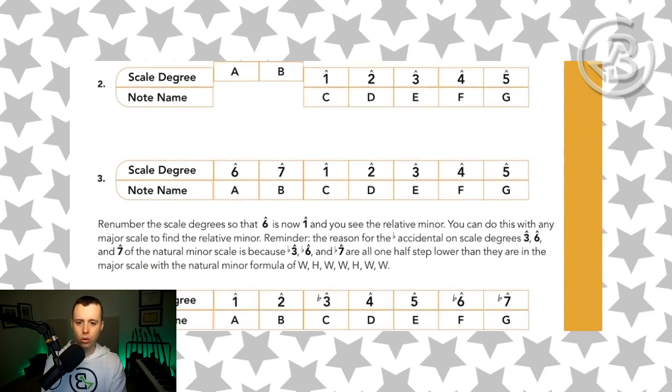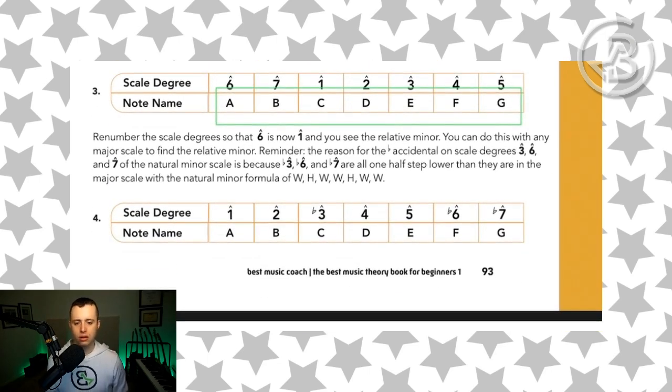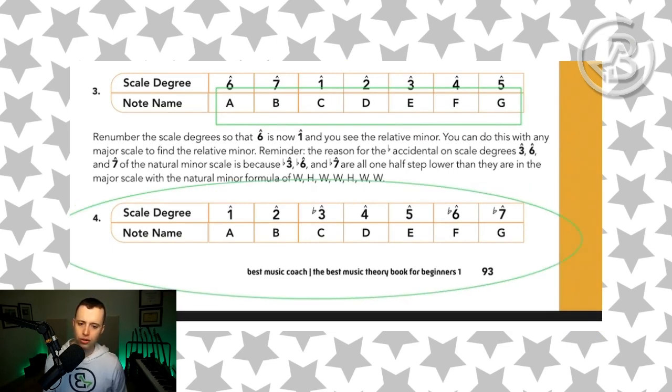So now the order of the notes is A, B, C, D, E, F, G, and this order right here is the order for the A natural minor scale. Then all we're going to do is rearrange the scale degrees, and we have, boom, 1, 2, flat 3, 4, 5, flat 6, flat 7, which are the scale degrees for an A natural minor scale.